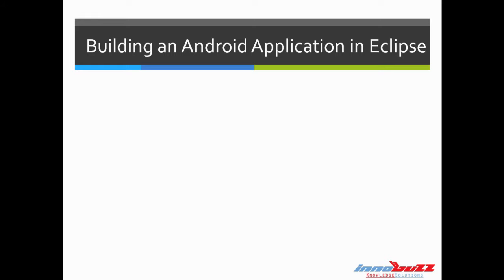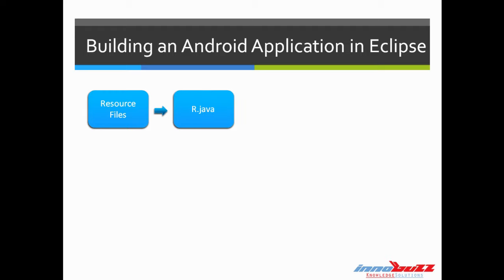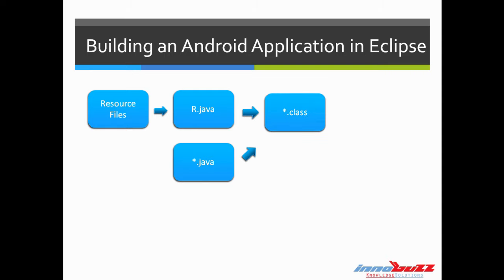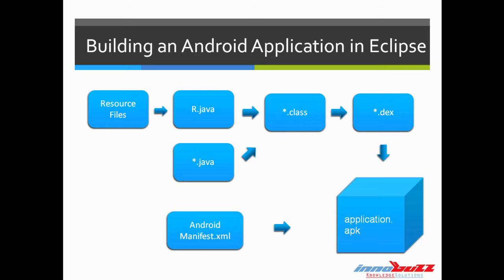Building an Android application in Eclipse. The ADT plugin takes care of building the APK file for the Android projects. The elements in the resource files are mapped to an R.java file in the source package. This R.java is auto-generated and cannot be altered. The other .java files in the project together with the R.java file are converted to .class files. These .class files are converted to .dex files to be run on the Dalvik machine. The Android manifest XML along with the .dex files are put inside the APK package. This APK file is the installer file for Android applications.